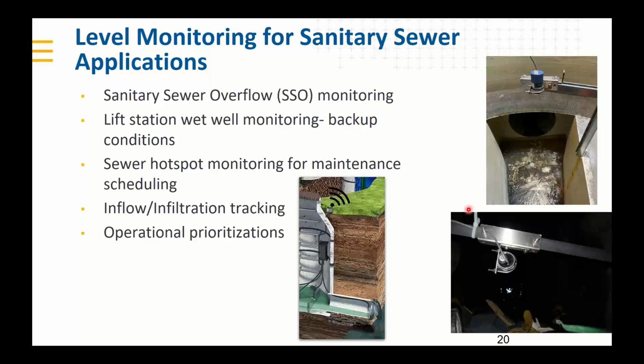You can also do some inflow infiltration tracking, not as accurate as open channel flow monitoring, but you can have several sensors out here in your system. You can track the difference between different manholes and try and identify and pinpoint where your inflow and infiltration is coming from. And also helps with operational prioritizations as well.